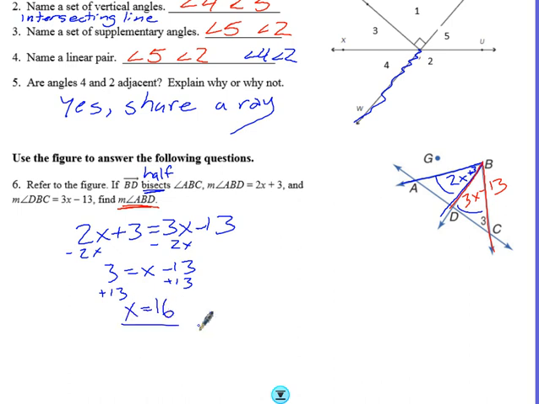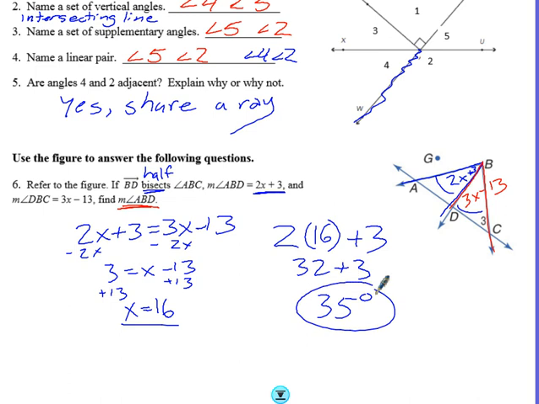What you need to be careful about in geometry is oftentimes we're not just solving for x, we usually have to go back and substitute in. So make sure you substitute 16 back into ABD. So ABD was this thing here. So now we substitute 16 in. And when we solve that, we get 32 plus 3, which is 35 degrees.